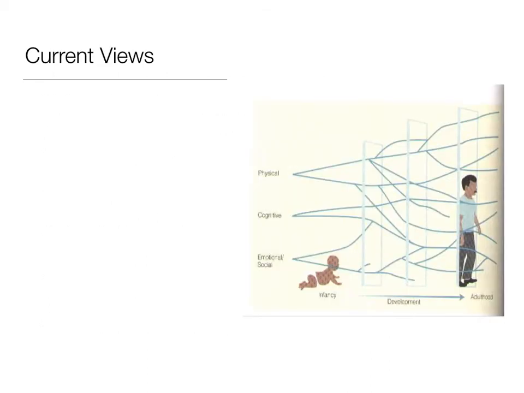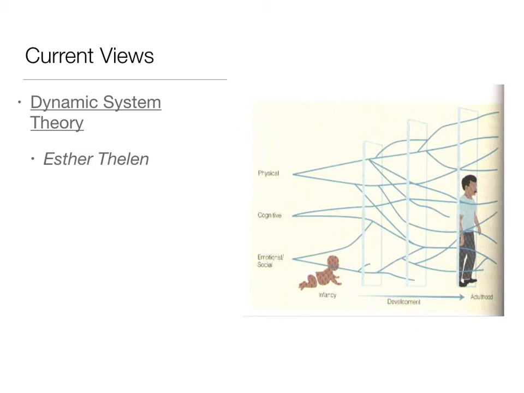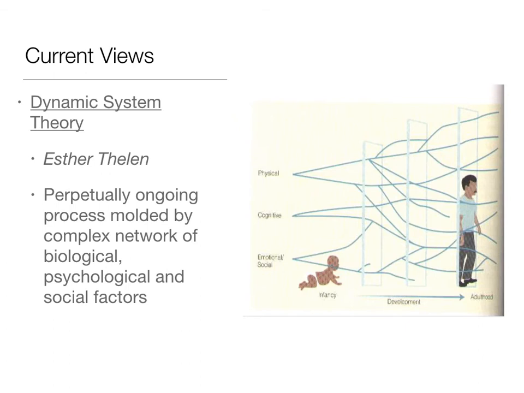Another current view, and this is one of my favorite theories of development, is dynamic systems theory. And this was really first discussed in terms of development by Esther Thelen. And the idea is that it's a perpetually ongoing process, and it's not one line, it's more of a web or a network of development. And it involves the biological, the psychological, and the social factors. And when you have a change in one level, that will allow changes on the other level.